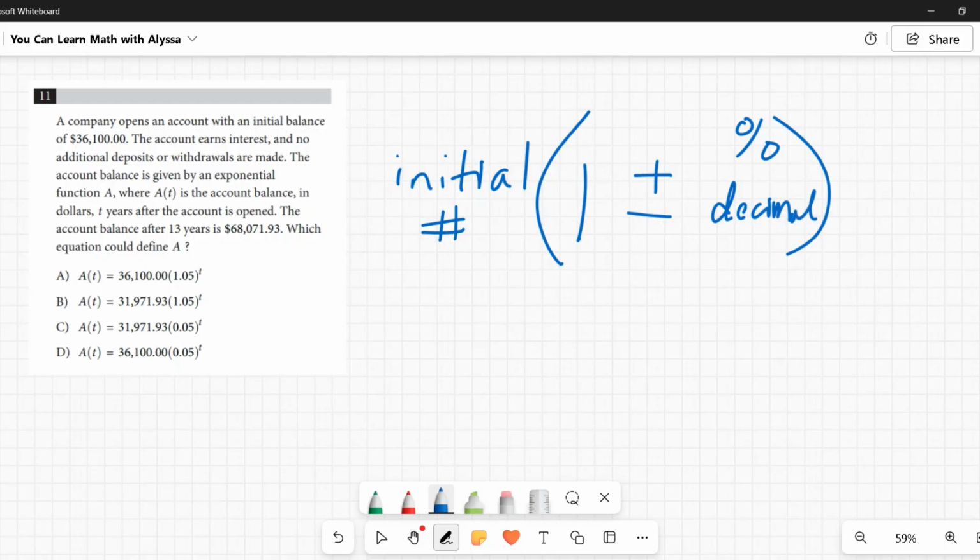And then it's to the power of, most commonly, t. It's units of time. How many increments? Is it every month, every day, every week, every year, whatever it is? How many of those increments? How often is this increase happening?